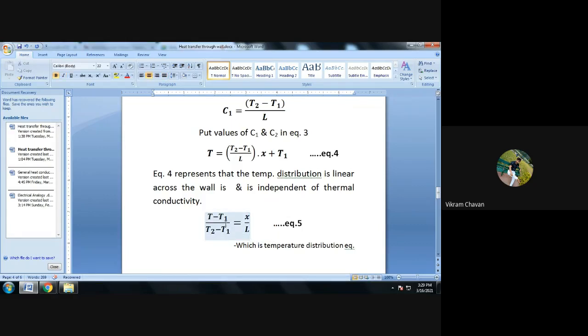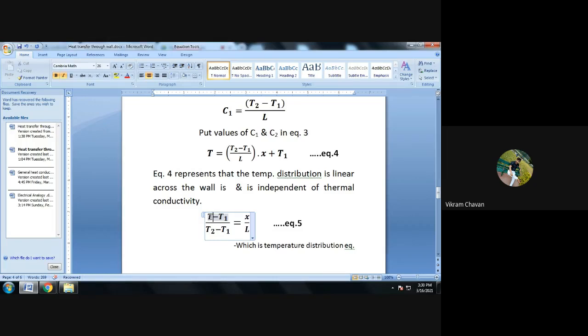What does this equation suggest? Consider that T1 and T2 are the two surface temperatures of the wall. Now, if you want to determine the temperature, say the total thickness of the wall is 10 centimeter and you want to determine the temperature at a distance of 2 centimeter, you just put 2 divided by 10, and the surface temperatures T1 and T2 that you measured on the surface of the wall. You will get the T value.